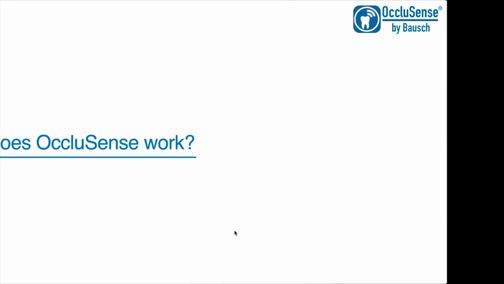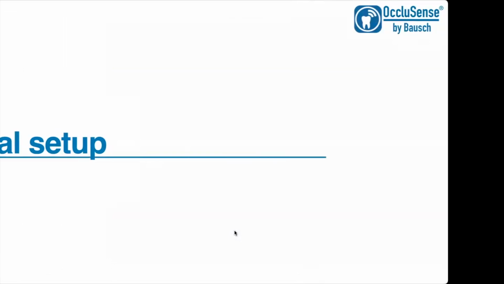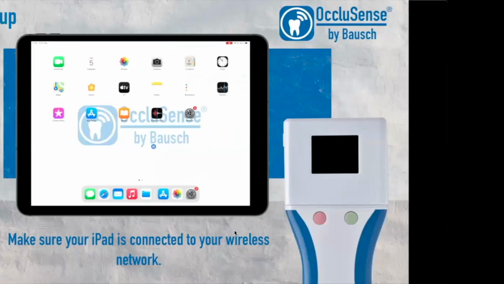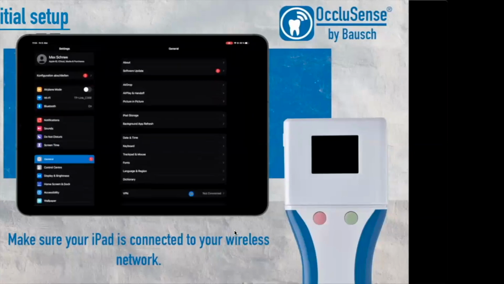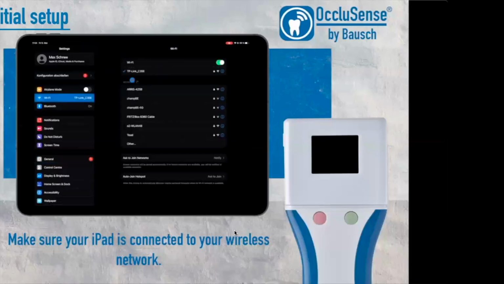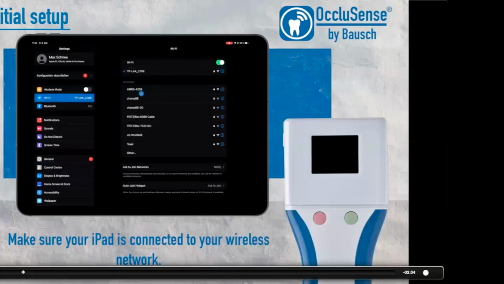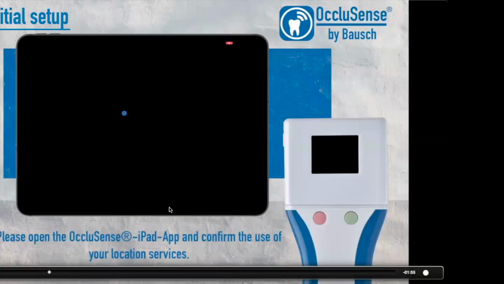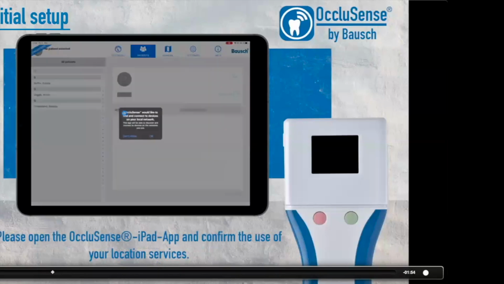How does OccluSense work? In order to get started, you need to do an initial setup only once, whereby you have to ensure that your iPad is connected to a wireless network. And once you are connected to the internet, you can then go onto the OccluSense app and then carry out the initial setup. The system will actually prompt you to do whatever needs to be done so that you are taken through all necessary steps to get started.